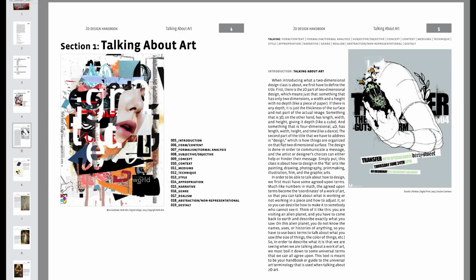So here we are in the introduction to 2D design. In order to talk about 2D design, first we have to agree upon some terms. Much like numbers in math, the agreed upon terms become the coordinates for a work of art, so that you can talk about what is working or what is not working and how you can adjust it. So you can describe how to make somebody see it who is not looking at it in their mind's eye.